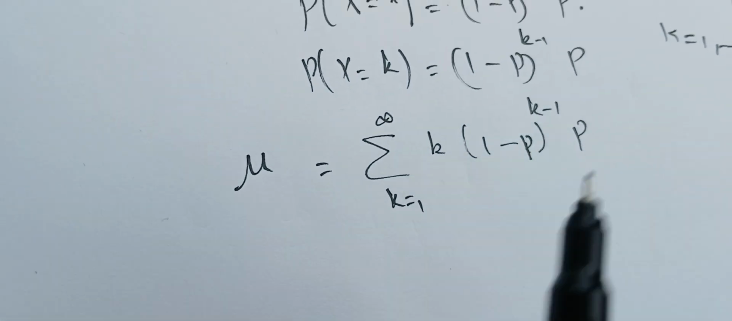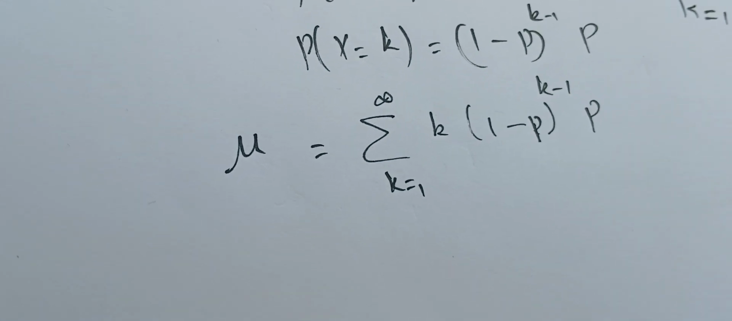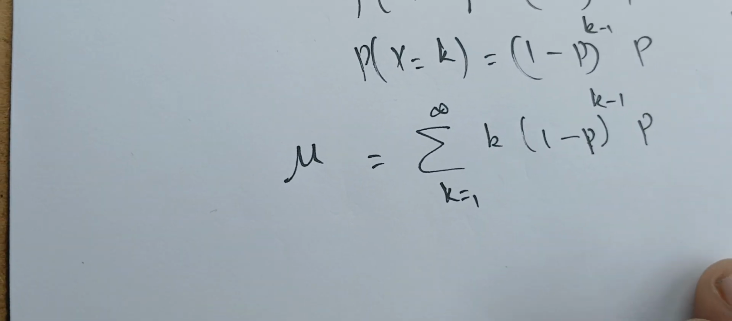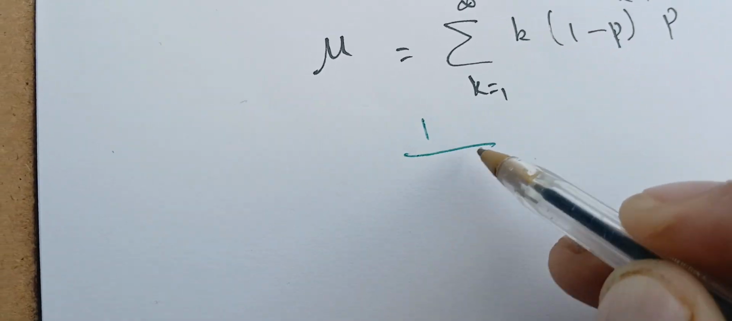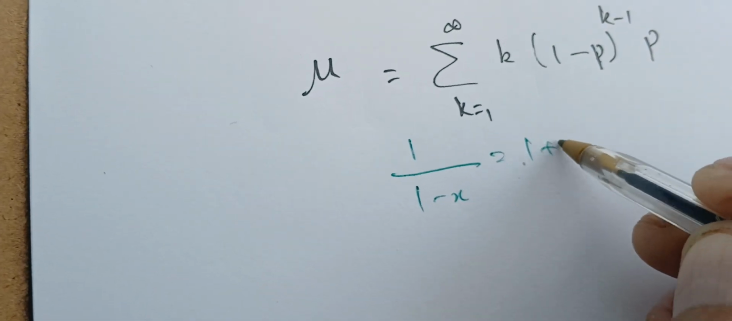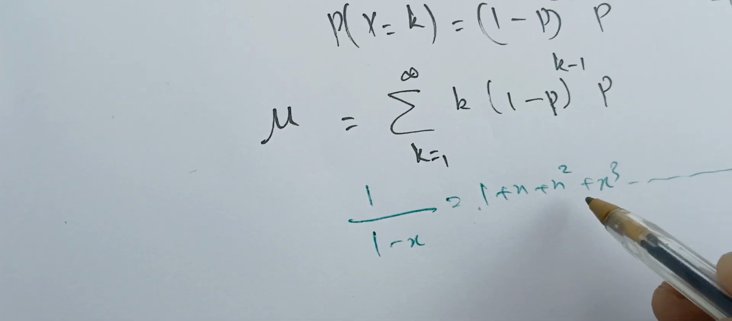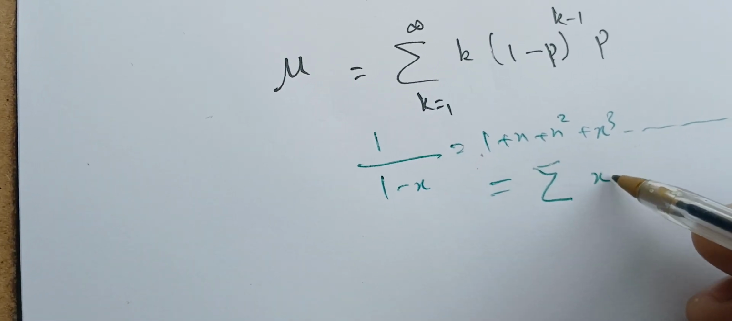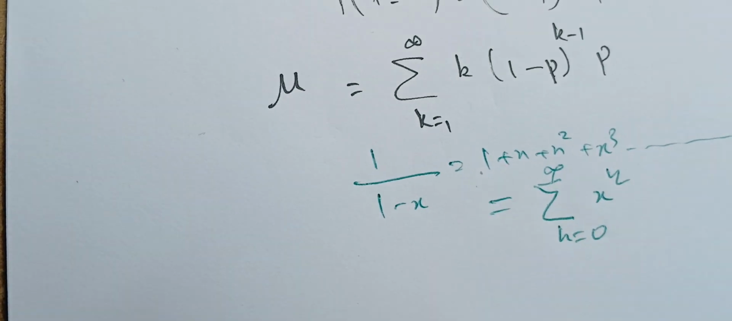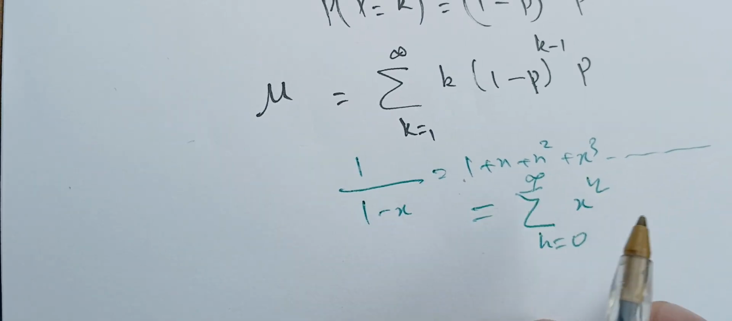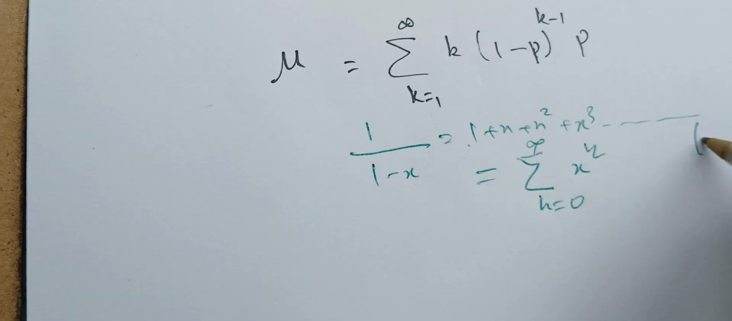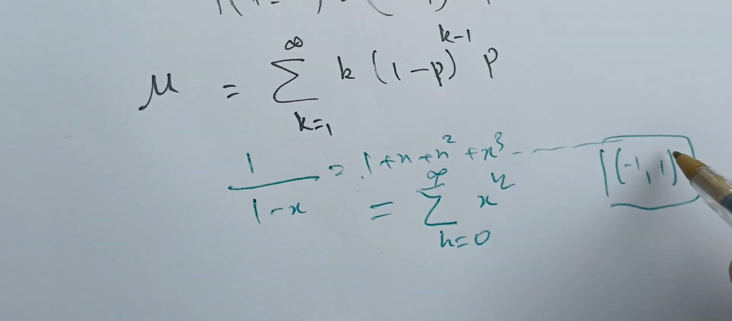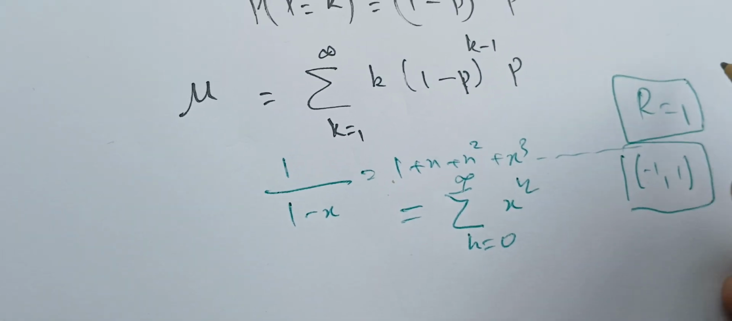If we try to compute this one here, we will see that we need some formula for that. There are many ways to do so, but the key is that we remember from last time when we talked about Taylor series, we expanded 1 over 1 minus x as 1 plus x plus x squared plus x cubed, etc. And we can write it in general as the sum of x to the power k, k going from 0 to infinity. And we said that the radius of convergence of this series is 1, and the interval of convergence is between minus 1 and 1.